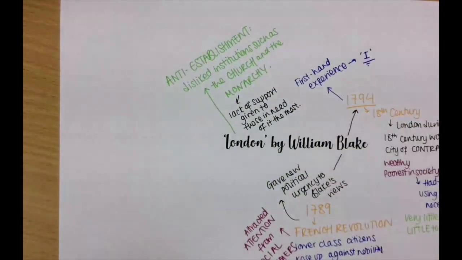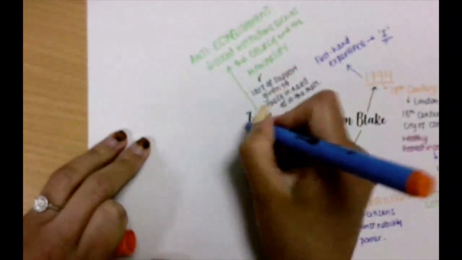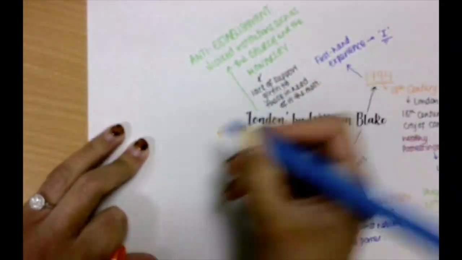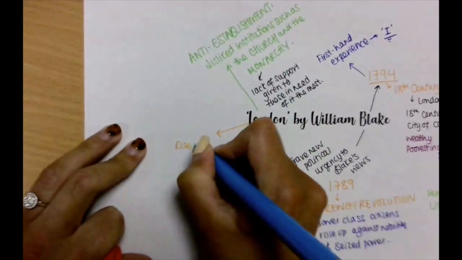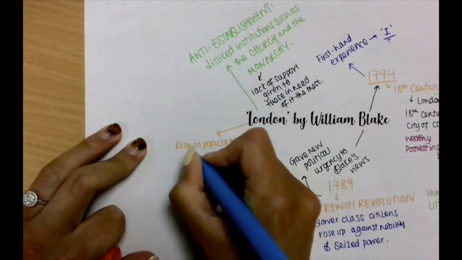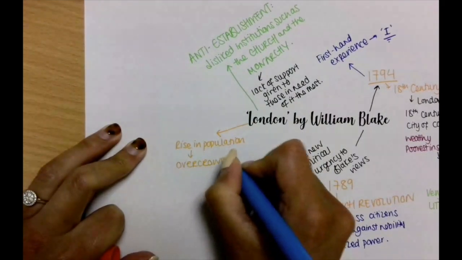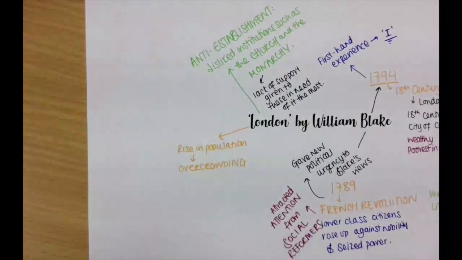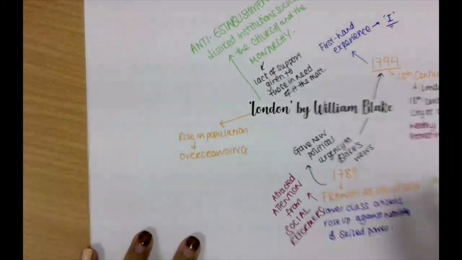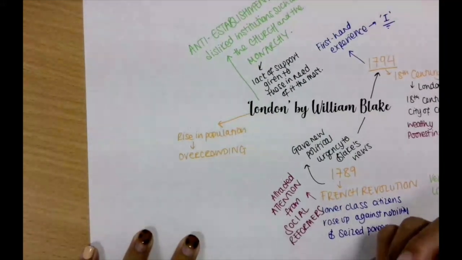Okay. Other things that we know about London at the time. So about the city of London, there was a massive rise in the population, which led to overcrowding. So these overpopulated streets, these overpopulated houses, as it was expensive to live and the poorest had nothing. So you would find very large families living in very, very small conditions.